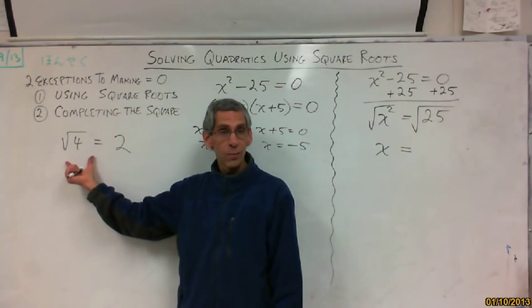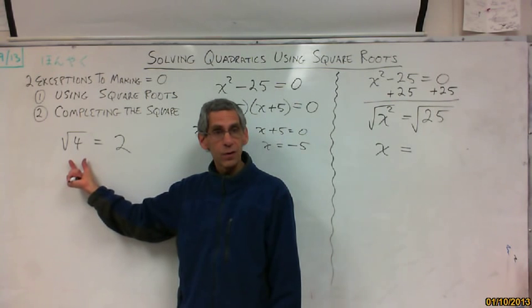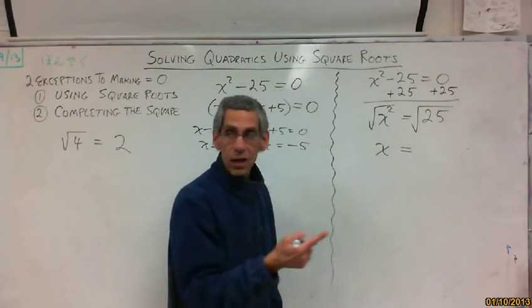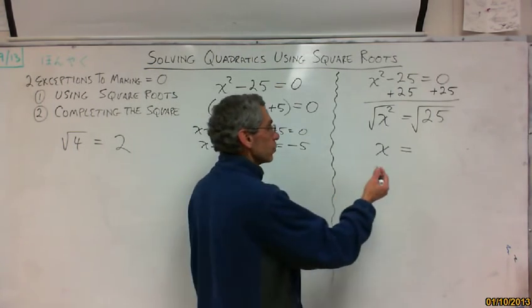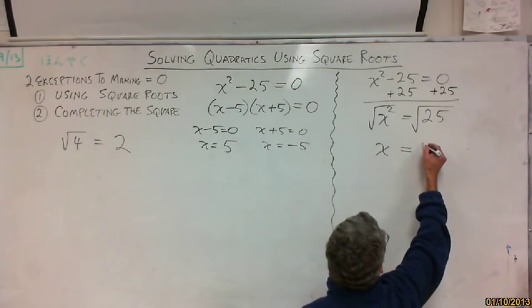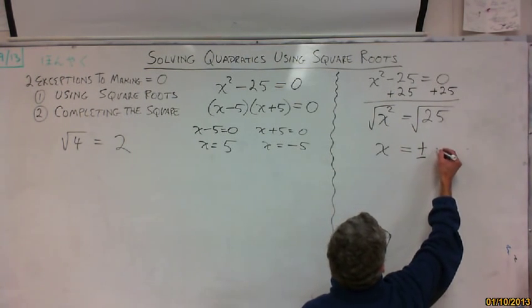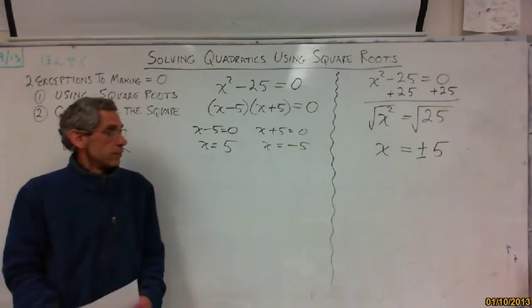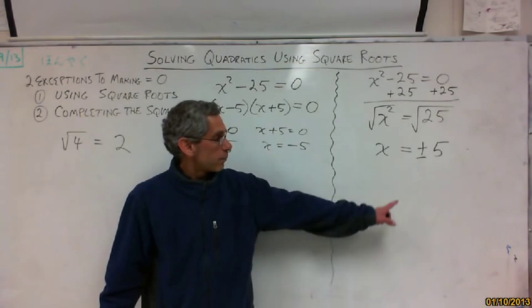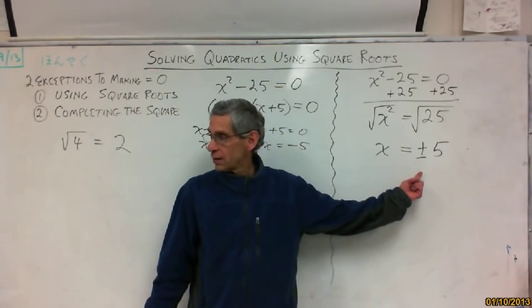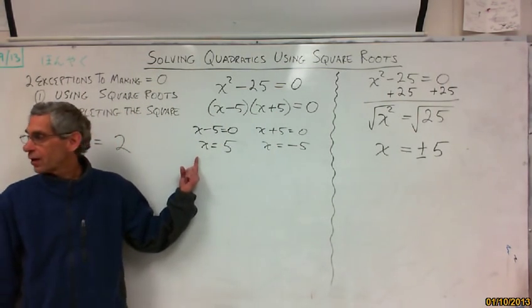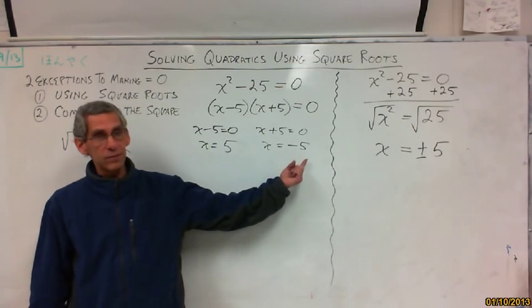For example, what negative number times itself equals 4? Negative 2. Negative 2 times negative 2 equals 4 as well. So when you're solving quadratic equations, this is what you do. You use this little sign called plus or minus, and then you say 5. That plus or minus is really important. And notice, that's what we got here. X is either plus 5 or X is minus 5.